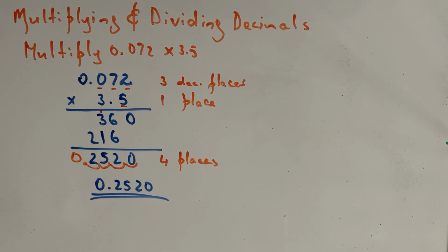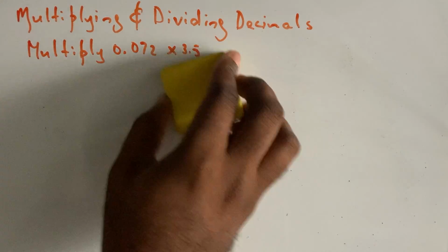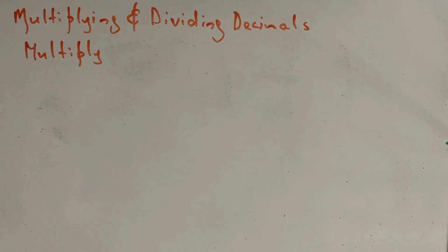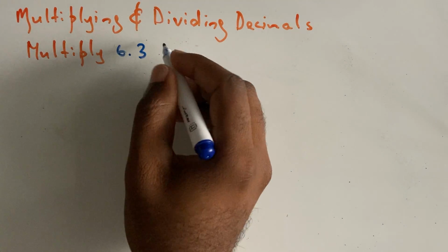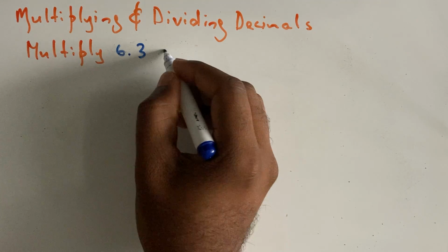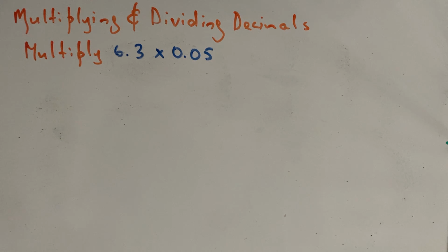We're gonna solve a couple more just for you to make sense of this. Let me give you another one here. We're still multiplying, so let's multiply 6.3 times 0.05.